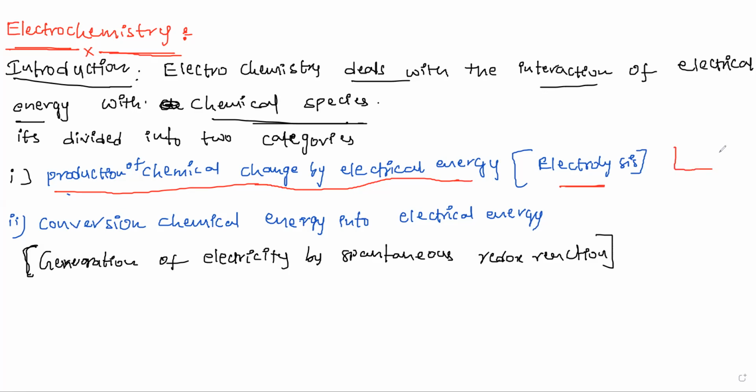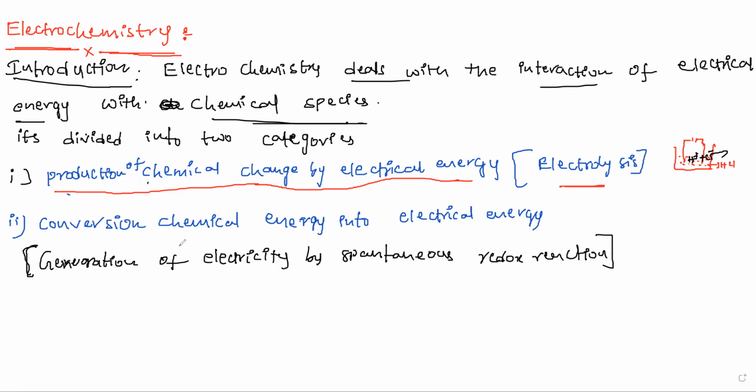For example, if you take an electrolytic container, in this we are taking some solution, for example NaCl, HCl, whatever it is. Say we are taking HCl and two rods, one anode and one cathode. If you apply electricity here, it splits into H plus ions and Cl minus ions. So the splitting of ions in the presence of electricity is called electrolysis. That means the production of chemical change occurs by electrical energy.